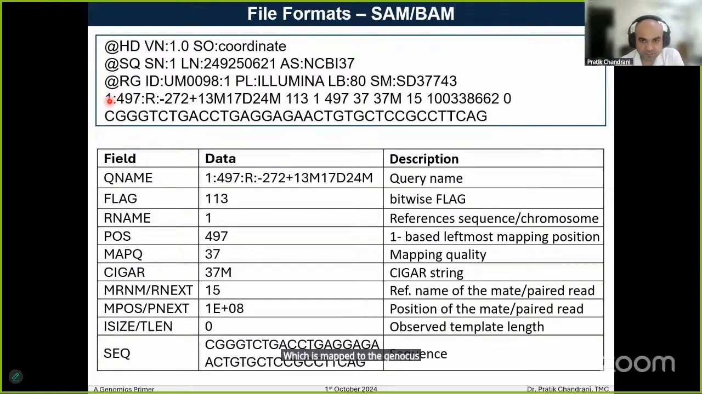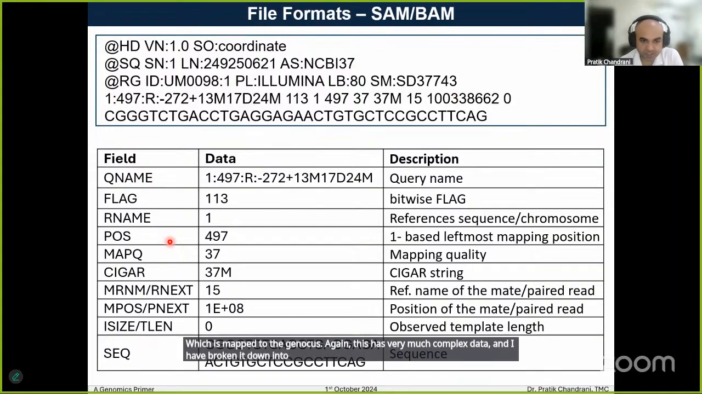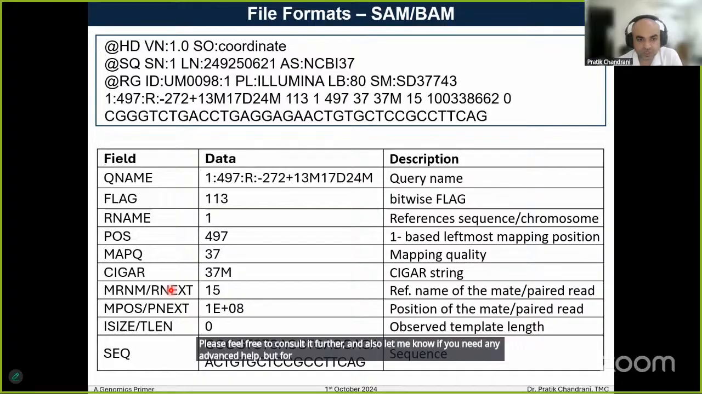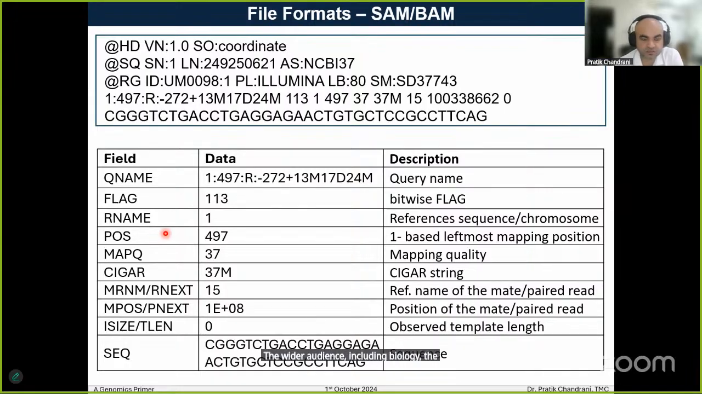Again, this has very complex data, and I have broken it down into a simplified table. If you are interested from a programmatic point of view, please feel free to consult it further, and also let me know if you need any advanced help. But for the sake of simplicity, let us look at the parameters which are most critical for the wider audience, including biologists, clinicians, and practitioners.